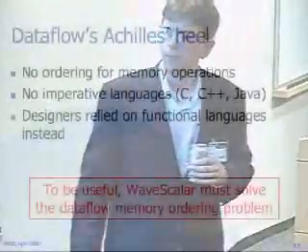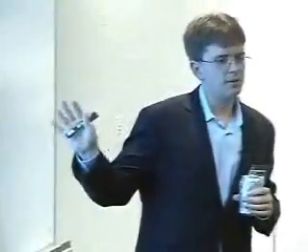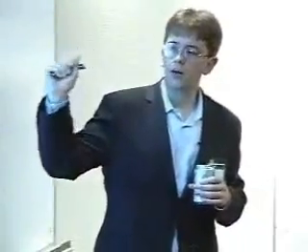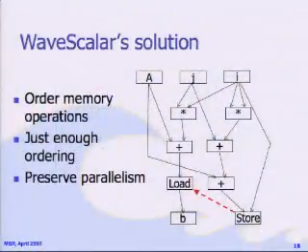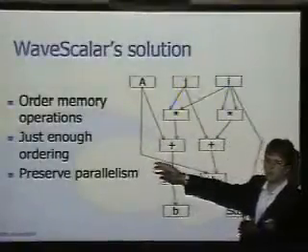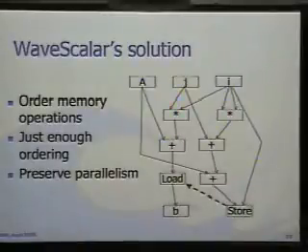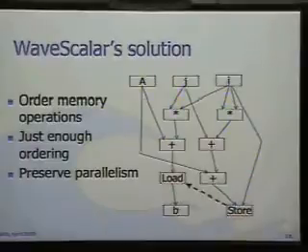So the bottom line here is that if WaveScalar is going to be a useful architecture, it's going to have to solve the data flow memory ordering problem. And in fact, it's this ability to order memory operations correctly that's going to set WaveScalar apart from previous data flow instruction sets. So what would a solution to this problem look like? We want to order the memory operations, but we'd like to provide just enough ordering, because we also want to preserve the parallelism that data flow is so good at expressing. We want to preserve as much as possible our performance. And so we need to be very careful when we try to solve this problem.